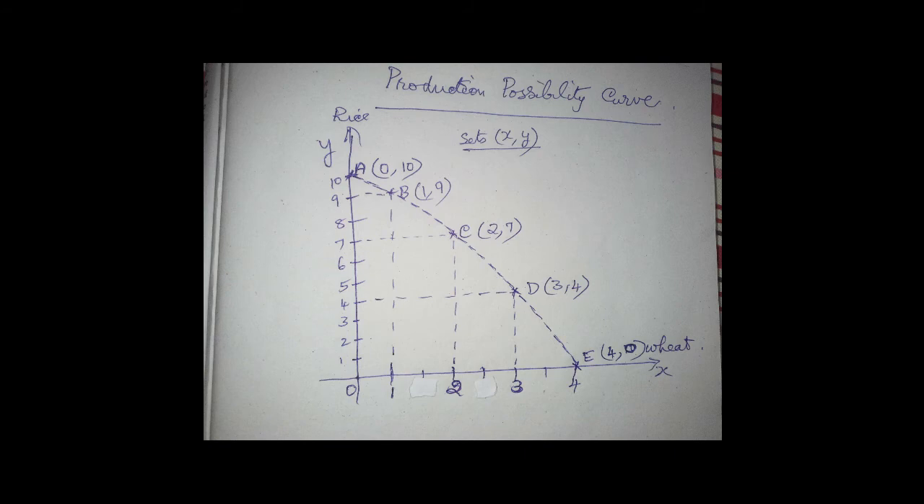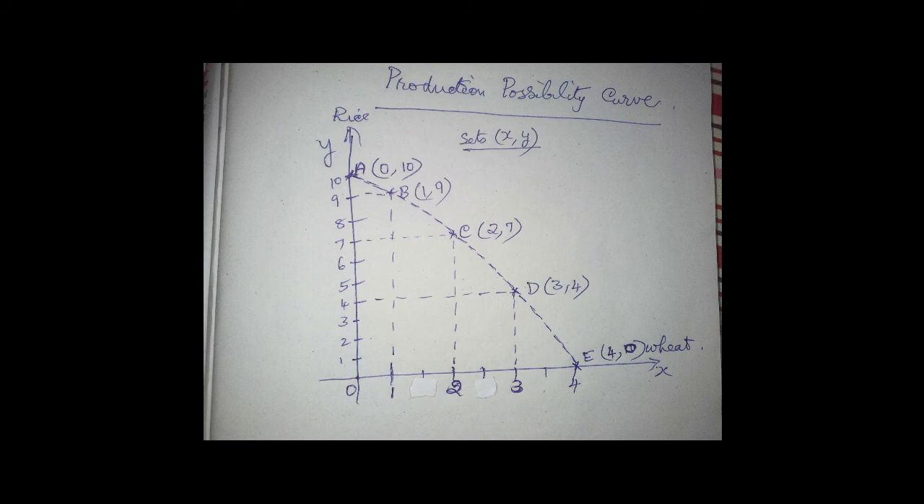At C, it can again increase the production of wheat from 1 to 2 by reducing the rice production from 9 to 7. At E, it can produce only 4 units of wheat but no rice. From this graph, we can see that the economy can increase the production of wheat by reducing the production of rice.